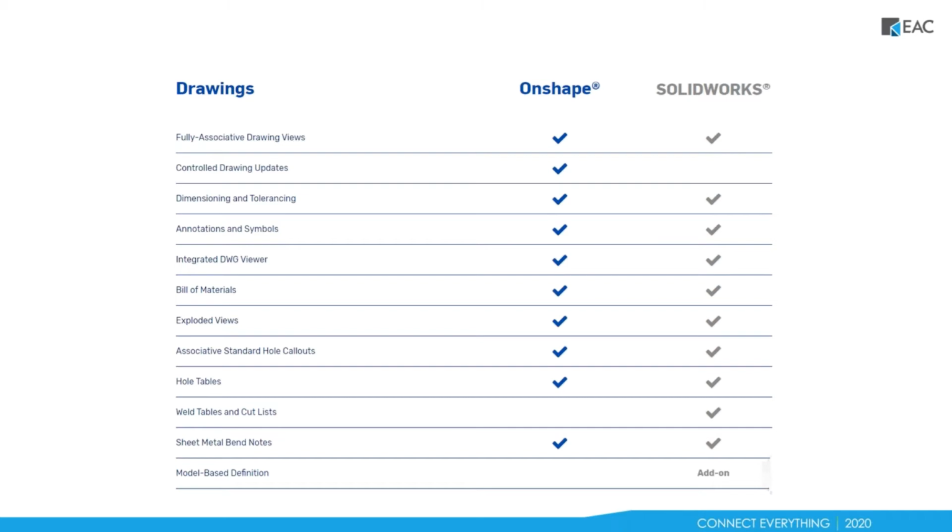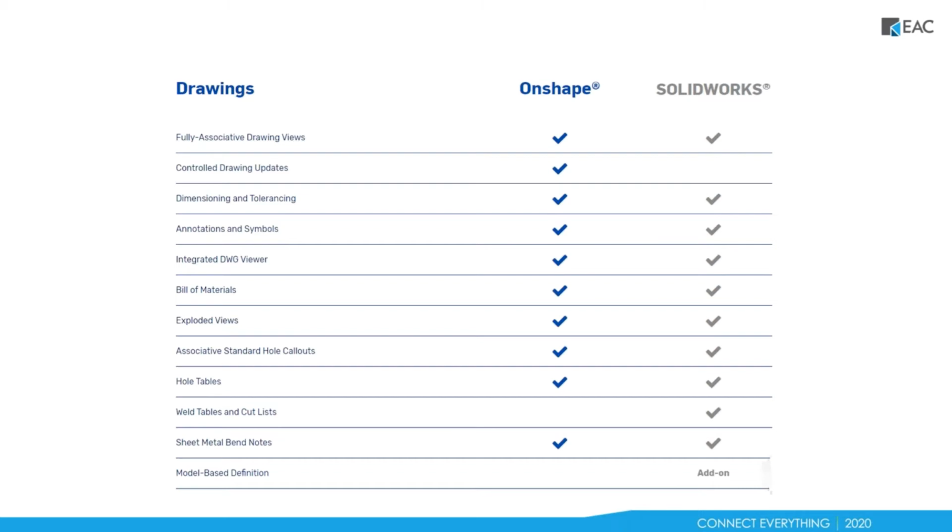Dimensioning and tolerancing, certainly both systems have that, along with annotations, geometric tolerances, things like that. An integrated DWG viewer, right, for looking at AutoCAD files. Bill of materials for assemblies and displaying those in drawings, certainly. Also exploded views, associated hole callouts. So we put in a standard type of hole. That information is displayed as a note on that hole.